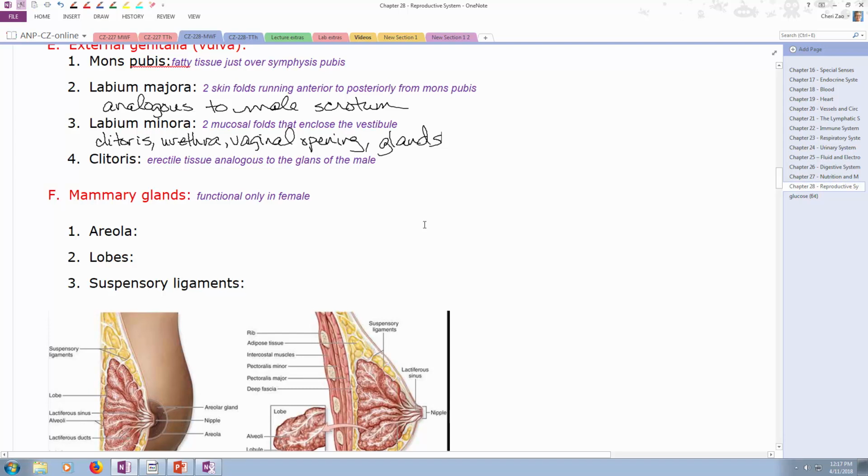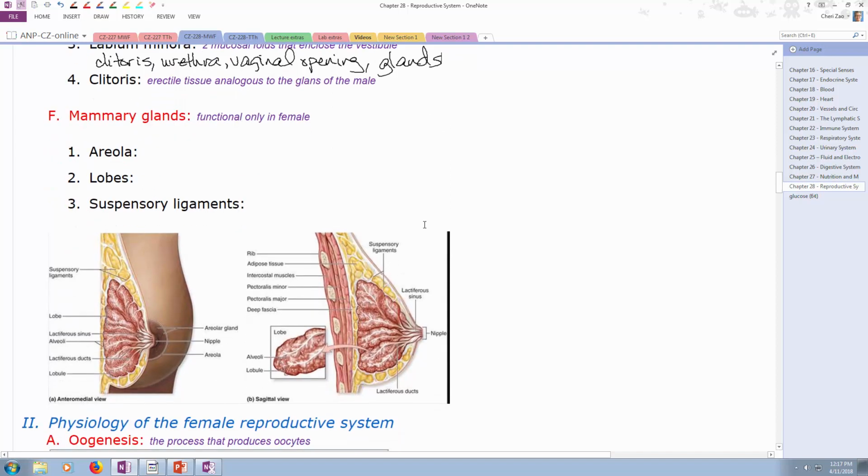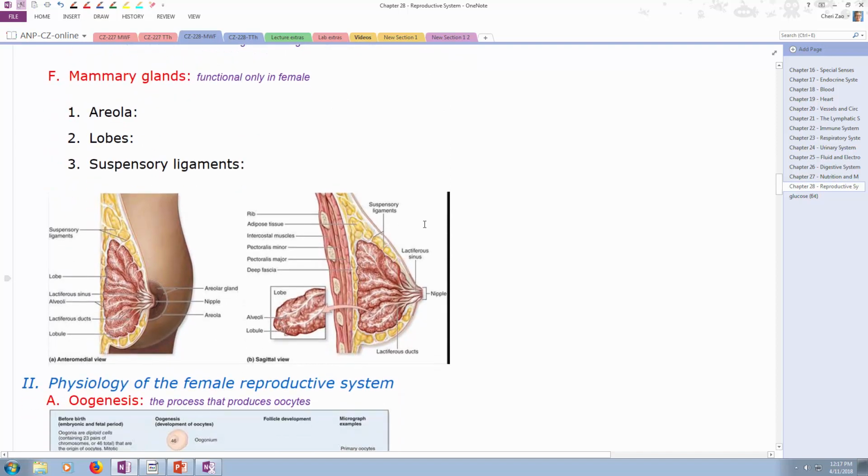Moving to some other secondary sex characteristics or organs that the woman has: mammary glands, functional only in the female, because women are the only ones able to produce milk, due to various hormonal features. What's interesting is that they are actually modified sweat glands, and so they belong to the integumentary system.